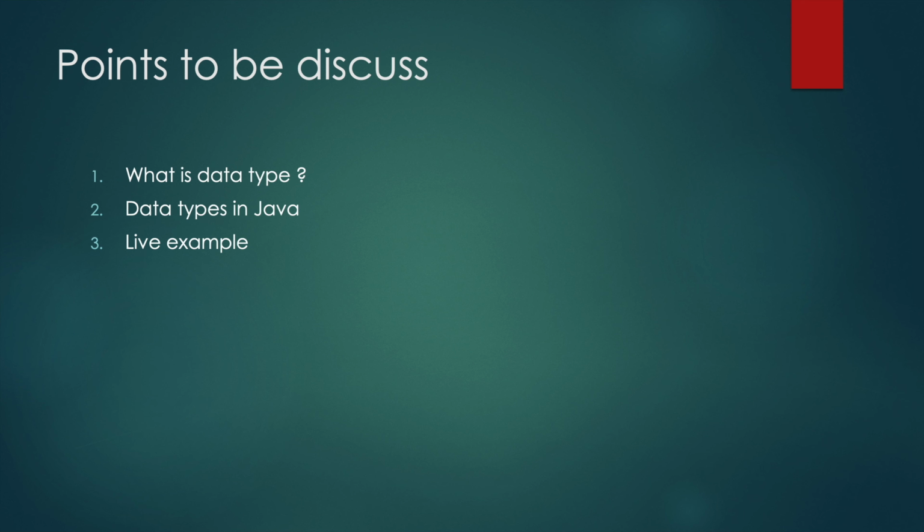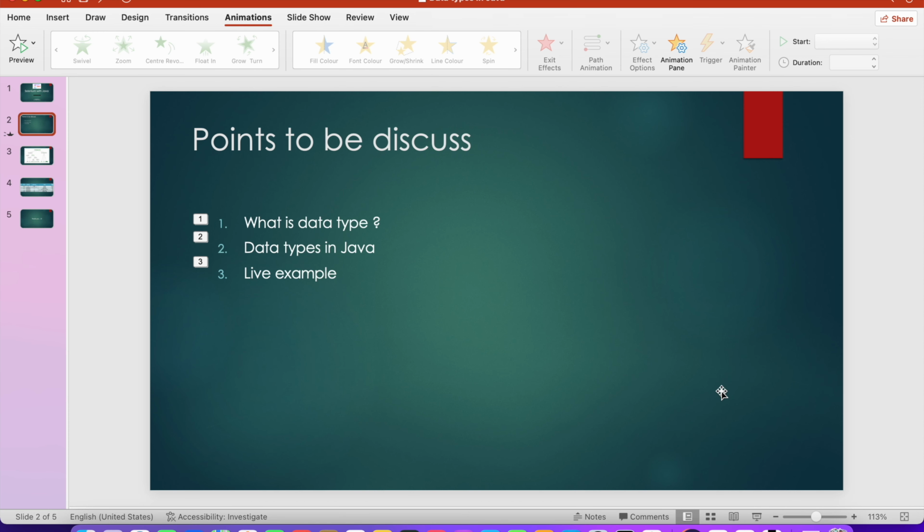suppose I am giving a violin to a child. We have to tell that child what this is and how to use that violin. In a similar way in a computer language, we need to provide the data to the computer, and tell it what the type is. So I'll show you.